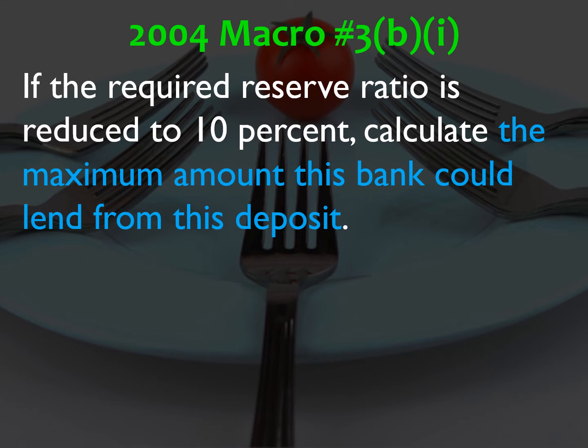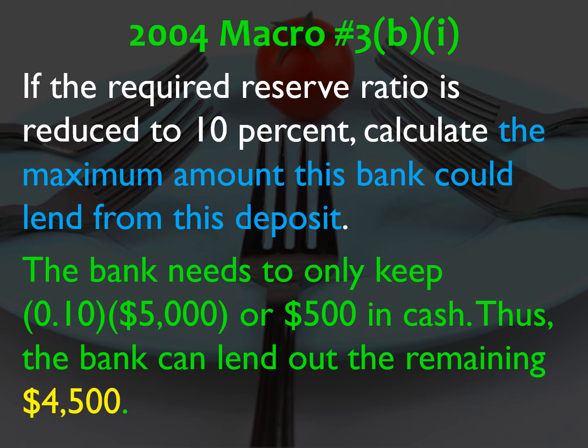Part B1, if the required reserve ratio is reduced to 10%, calculate the maximum amount this bank could lend from this deposit. So the deposit is $5,000. The bank needs to keep 10% of it as required reserves, which makes $500 in cash, so the bank can loan out the remainder, which in this case is $4,500. They can loan out the other 90% of the initial deposit.